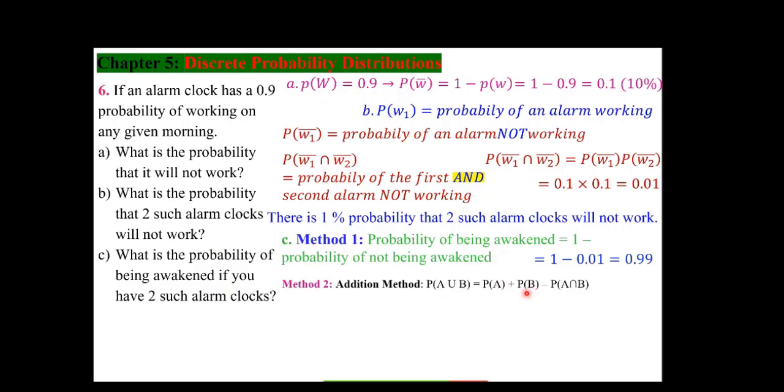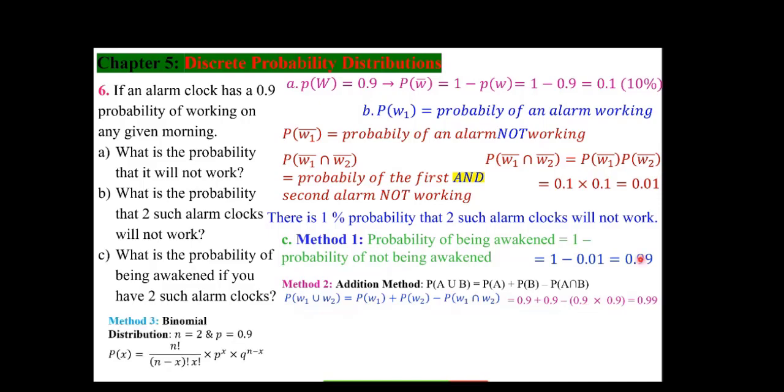So we are looking at probability of W1 union W2, okay? So we are going to replace each one with 0.9. So we get 0.9 plus 0.9 minus the product 0.9 times 0.9. Again, we multiply because of independence, and that gives us the same answer as before. Finally, the third method, you can use the binomial distribution. There are 2 alarm clocks, n is 2. The probability of working is 0.9. Here's the probability formula that we are going to use, and we are going to replace n with 2, p with 0.9, and q with 1 minus that, or 0.1.